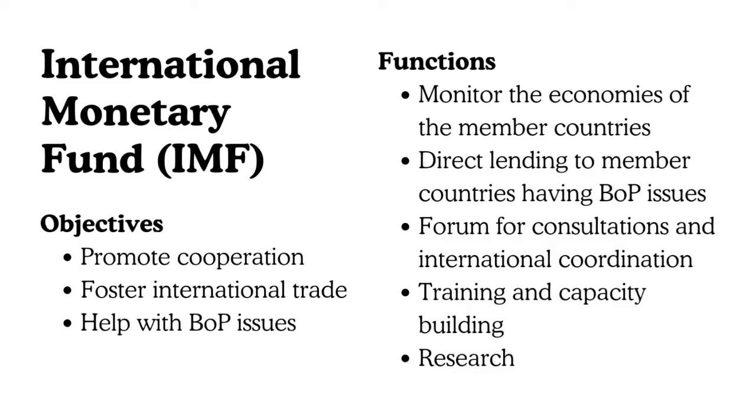The IMF constantly monitors the member countries' economic well-being also, and it helps donors and financial markets to properly gauge the economies. This helps member countries who need finance to get external funding from donors and things like that. The institution also serves as a forum for consultations and international coordination among member countries so as to prevent disorderly movements in exchange rates.